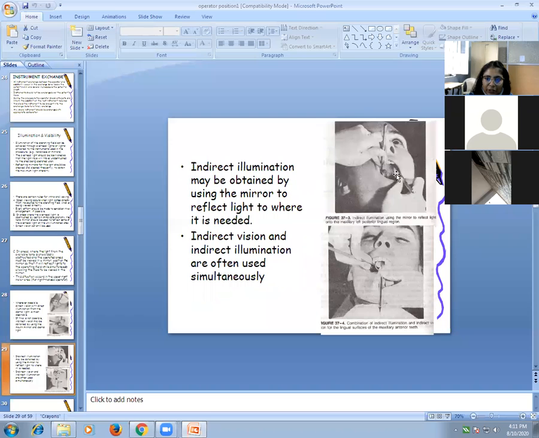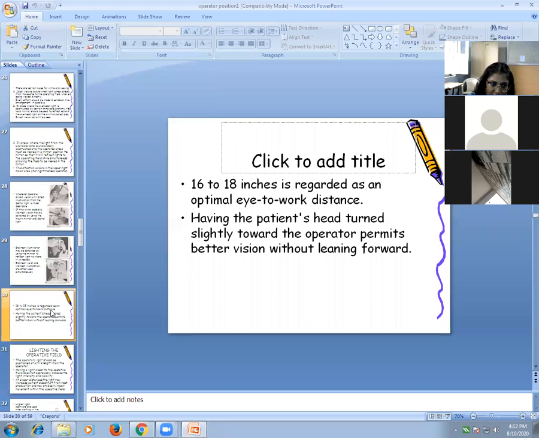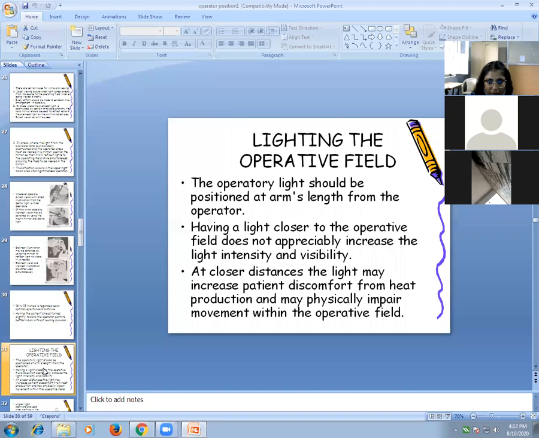See, indirect illumination. Can you see the mouth mirror is used for illumination here? 16 to 18 inches is regarded as an optimal eye to work distance. So there should be at least 16 to 18 inches gap between you and the patient. You can also ask the patient to turn his or her head towards the dentist side. Now, the operatory light should be positioned at the arm's length from the operator.